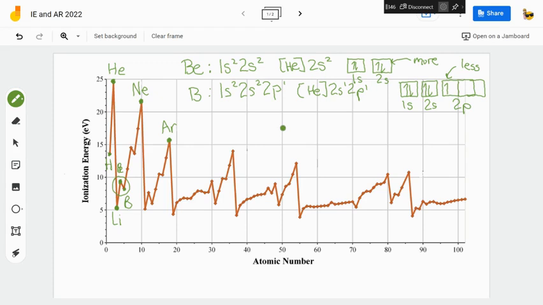Let's keep going on and talk about the second one, carbon. And then we have nitrogen and oxygen here. That's our second dip. We'll use the electron configurations to explain this also. So nitrogen is 1s2, 2s2, 2p3.